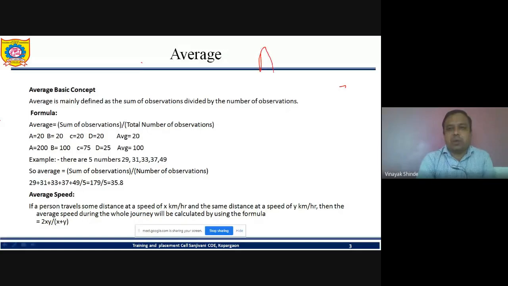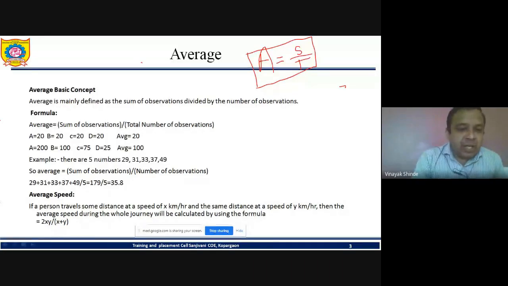Average is equal to sum of observations divided by total number of observations is the formula. That is what the average is, and in some cases when the observations are given to you, you just need to sum those observations and find out the total number of observations. You can get the average, right?